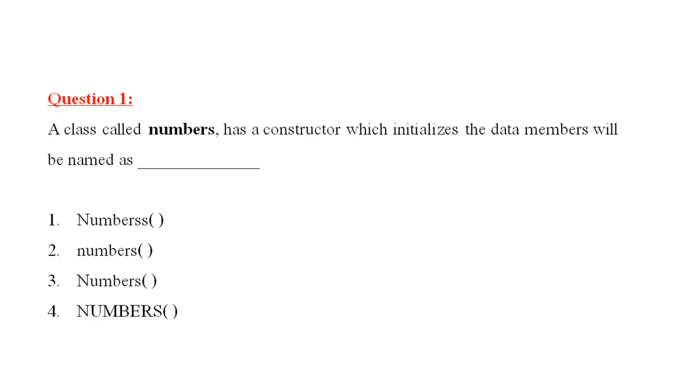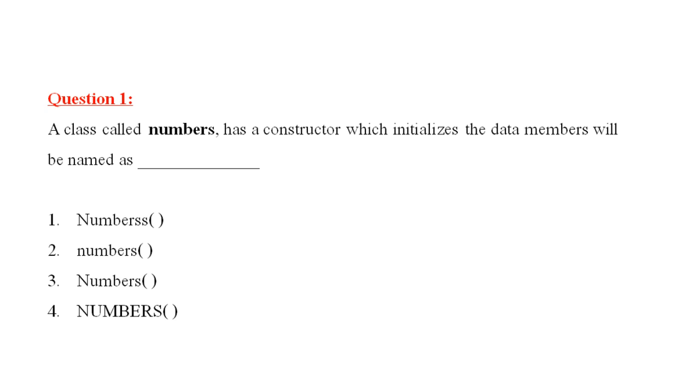A class called numbers has a constructor which initializes the data members. The constructor will be named as: number 1, numbers, numbers, which is like the class name only. The third one is Numbers, but the initial letter is in capital. And the fourth one is NUMBERS, the whole thing in uppercase. From this, you have to choose the right answer.